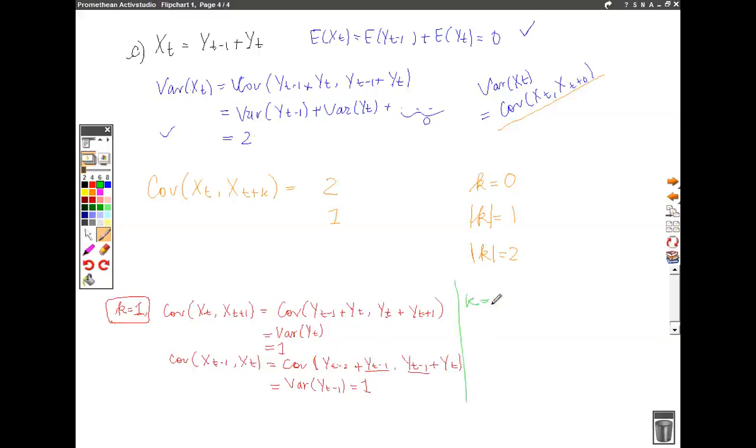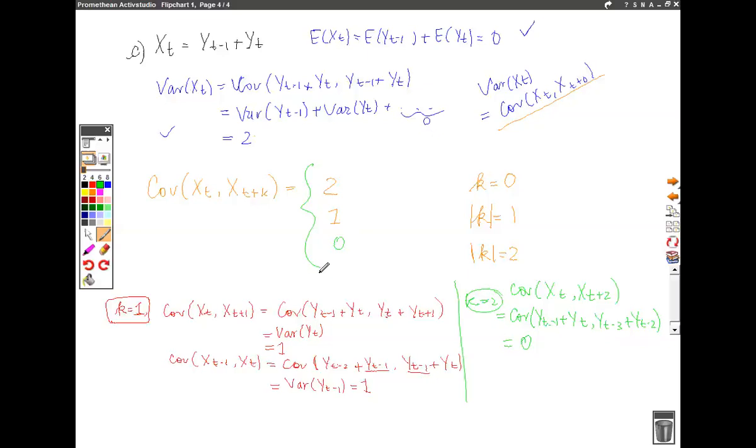If I'm looking at k equal to 2, I'm looking at instead the covariance of xt, comma, xt plus 2, right? If I expand my xt, what I get is yt minus 1 plus yt. And if I expand xt plus 2, what I get is yt minus 3 plus yt minus 2. So you see t minus 1, t minus 3, t minus 2. There is no common term, and we know that these are independent, so it's going to be 0.